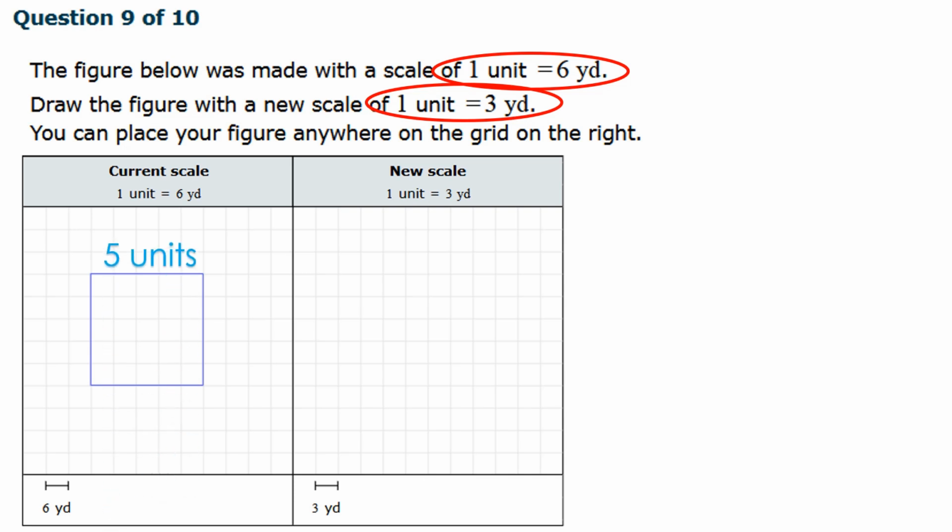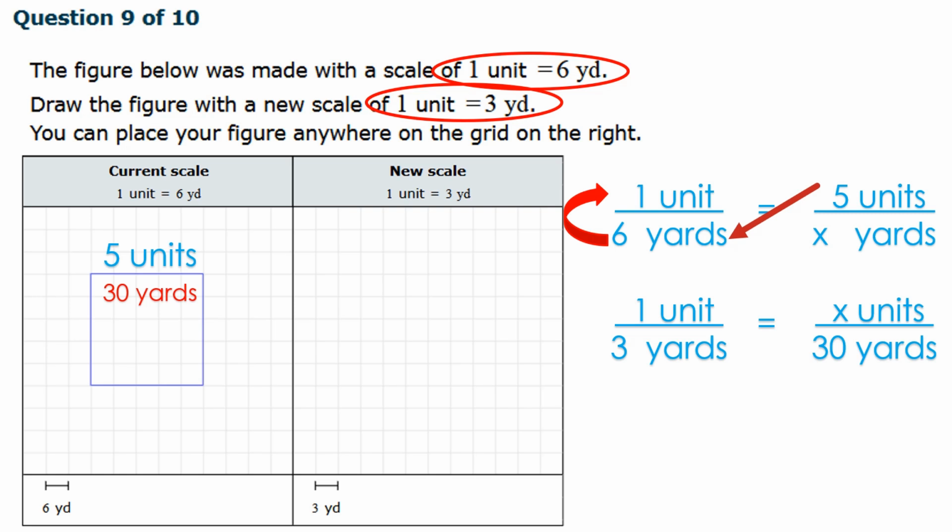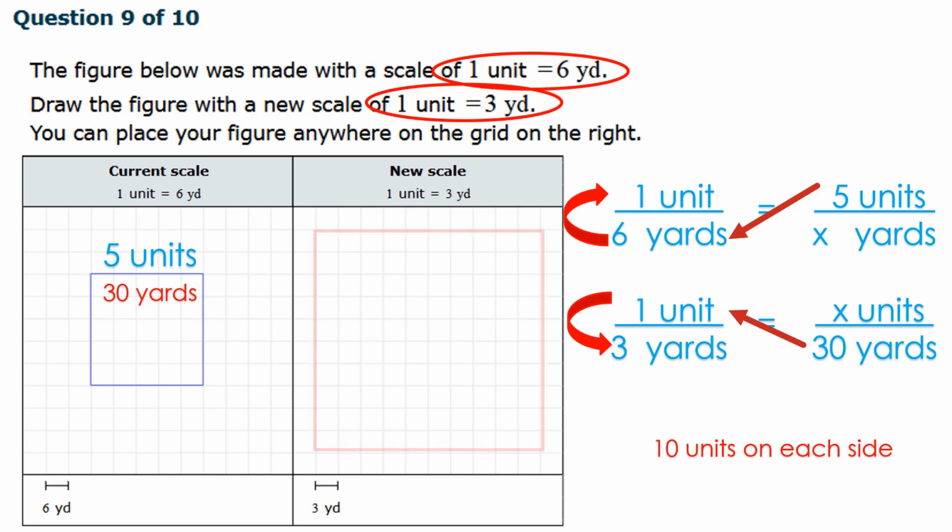So we're going to use our scale factor. 1 unit per 6 yards, and this picture here has 5 units. So what it's going to actually equal out to when you multiply and divide is that's actually 30 yards, and that would be the same for all 4 sides. On the new shape, we're going to be using a scale of 1 unit to 3 yards. So we take that same 30 yards that we found in the other, 30 times 1 divided by 3. That means now we're going to have 10 units on each side. So our shape should look something like this.